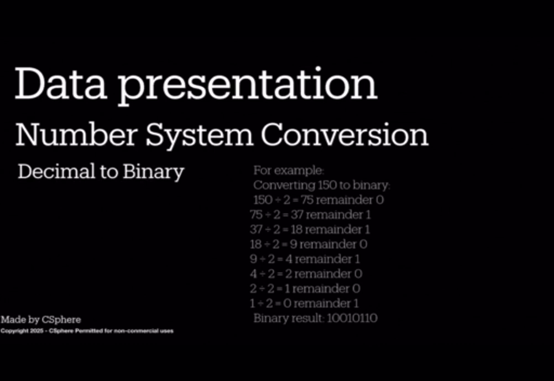So the first time, we get the answer 75, and we have the remainder 0. We will repeat this process until our final result is 0. Then we collect all the remainders and reverse them to get the final binary result.